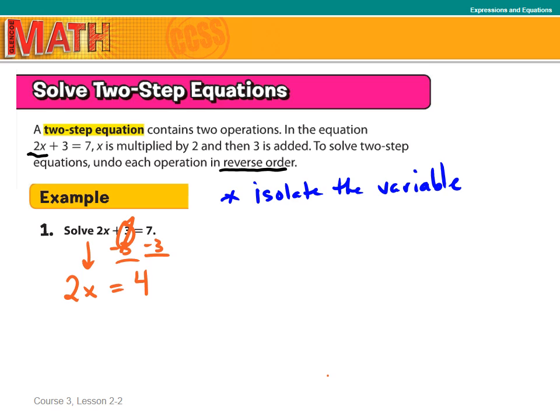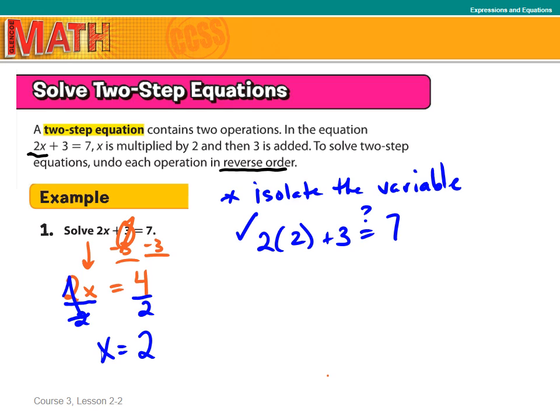My next step, isolate the variable just like we did in lesson 1. Here I'm going to divide by 2 because I have the coefficient of 2. 2 divided by 2 becomes 1 or cancels out. So I'm left with x is equal to 4 divided by 2. I can check the work. 2 times 2 plus 3. Again, this is my checking. Will that equal 7? 2 times 2, 4. 4 plus 3 equals 7. So this is correct. My answer will be x equals 2.